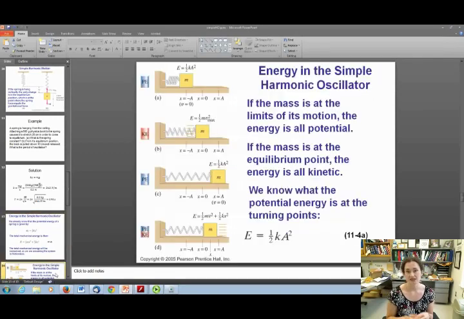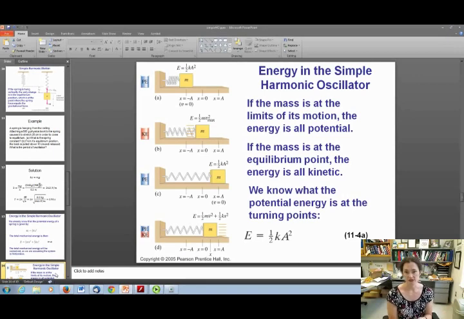Now, if the mass is at the limits of its motion, then what that means is that the mass is turning around and going back the other way at the extrema. At that point where it's turning around and going the other way, for just a split second, the velocity has to go to 0 at that point. Okay? What that means is that the kinetic energy is also 0 at that point, which means all of the energy is due to the potential energy of the spring.